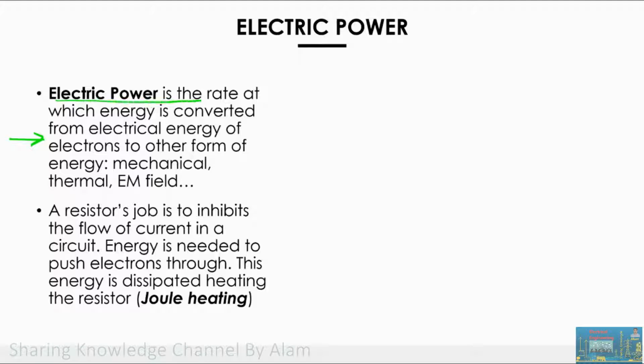As you can read here, the electric power is the rate at which the energy is converted from electrical energy of electrons to other forms of energy. So let's remember the energy is the capacity to do some work. So when you have a certain amount of energy in a battery, that means that if you connect the battery to a circuit, you can actually accomplish some work, whose value will be equivalent to the energy stored in the battery. And the power is measuring the rate at which the work is done. The power is telling you how quickly you're consuming the energy that is stored in your battery.